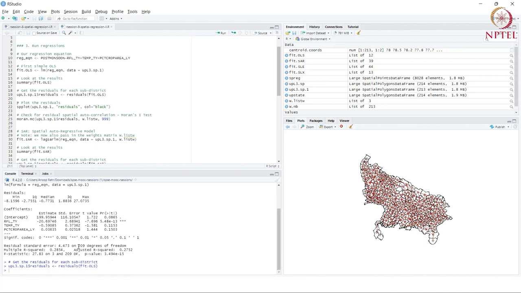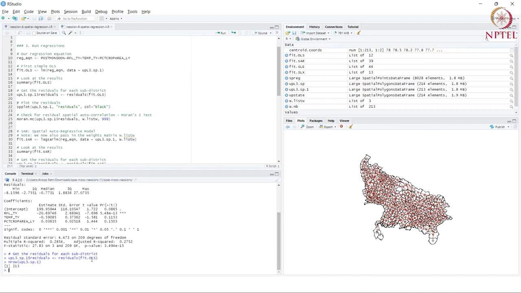Well, here it says 209 degrees of freedom because we have four variables. The number of observations we can see from our data is 213, right? So for each one of these, we will have a residual. And we want to see if these residuals are spatially autocorrelated. If there is some residual spatial autocorrelation, then that means that ordinary least squares is not good enough. We need some spatial model. That means there is some residual spatial autocorrelation that is not being captured by the model.